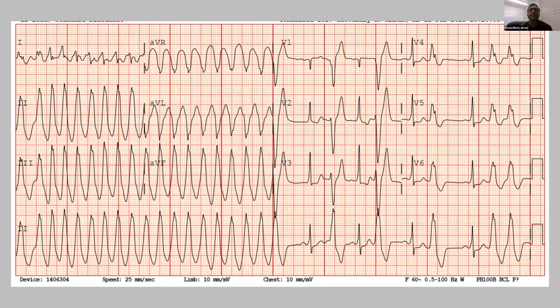So the question is, for the audience, I would say, please do not get intimidated by the EKG ever. Because you can say, this is a wide complex tachycardia, then it broke, and it shows sinus and then another wide complex, then sinus, another wide complex. The question is, what is it? We can give a differential of wide complex tachycardia. This is really wide. Any comment?